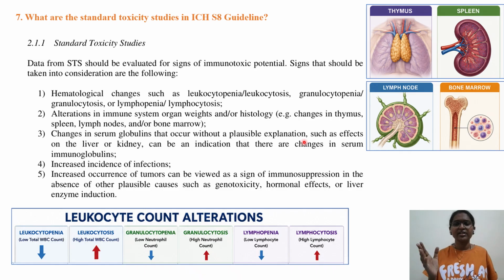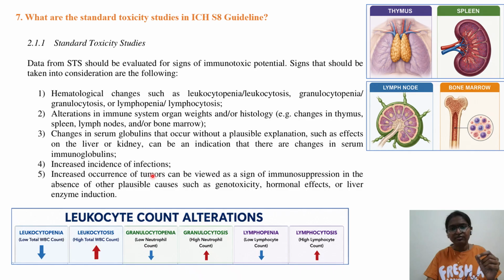Whenever you are conducting any study, if there is any change, there will be some explanation or rationale for why there is an increase or a decrease. When you do not end up with any explanation, it might be a reason for immunotoxicity. Like that you have to make a weight of evidence, such as effects on the liver or kidney, which can be an indication of changes in the serum immunoglobulins. If you are not able to explain these changes in serum globulin based on other factors, one of the concerns might be immunotoxicity.